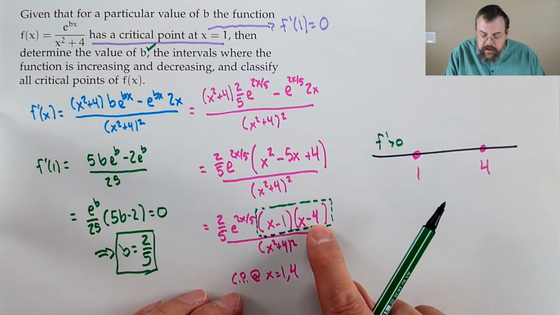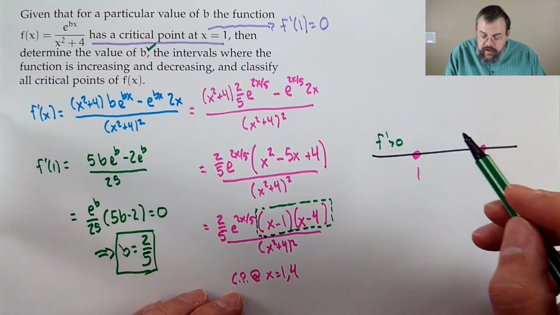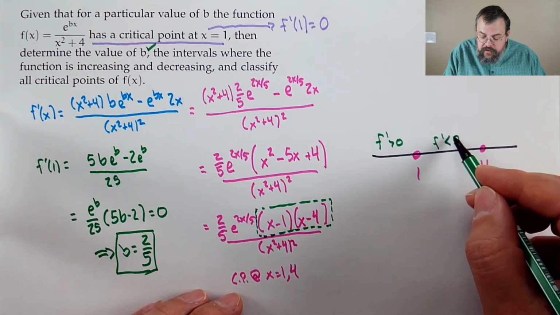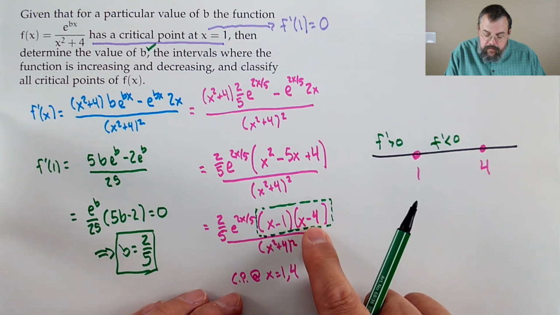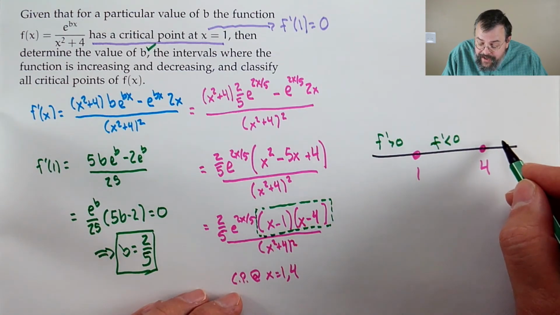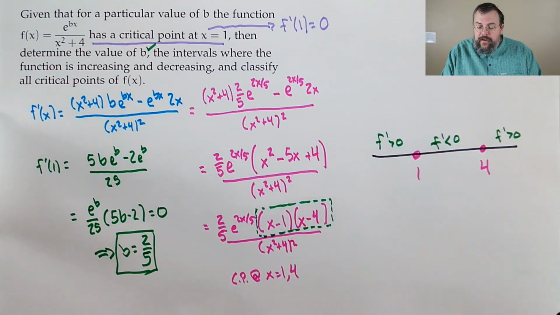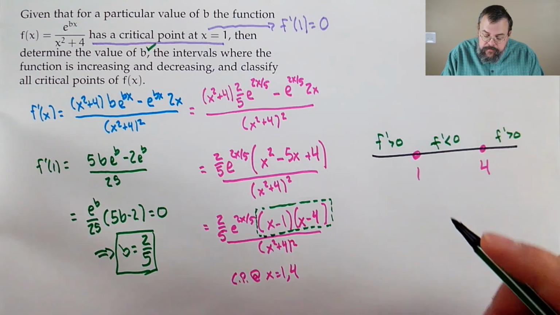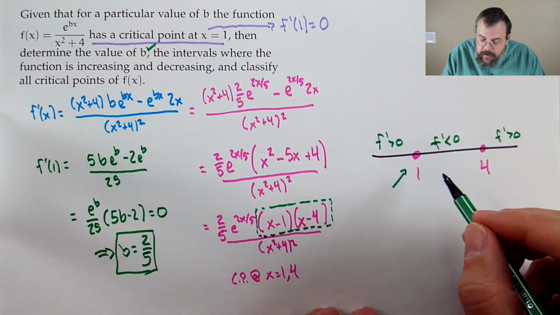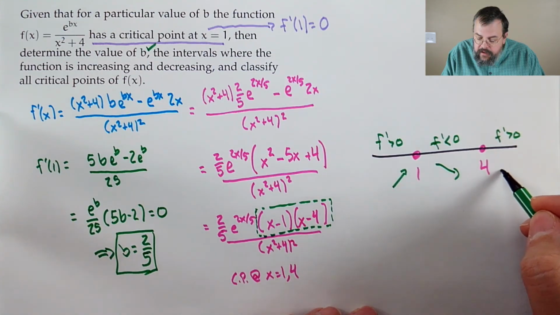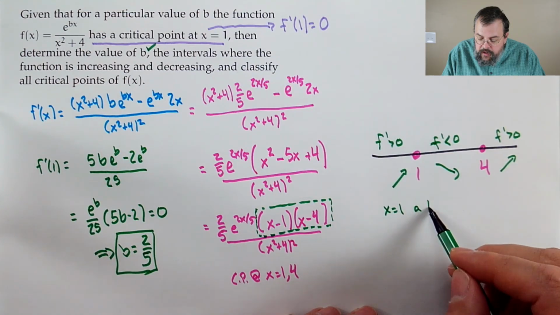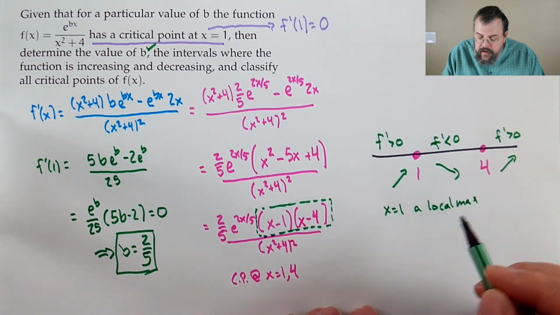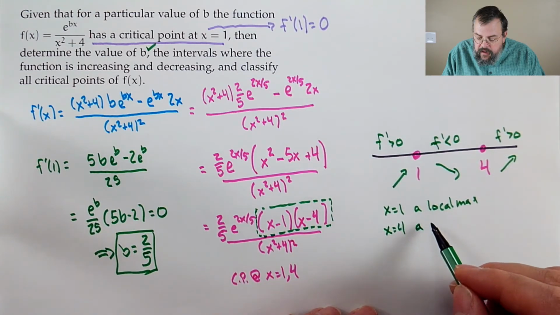Let's plug in 2. 2 minus 1, 2 minus 4: positive, negative. So the result is a negative derivative between 1 and 4. If I plug in something bigger than 4, like 10, 10 minus 1, 10 minus 4: positive, positive. So we're positive here. We see positive, negative, positive, which means our function is going up, then down, and back up again. So x equals 1 is a local max. x equals 4 is a local min.